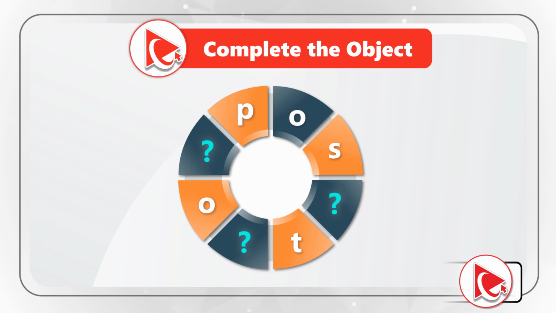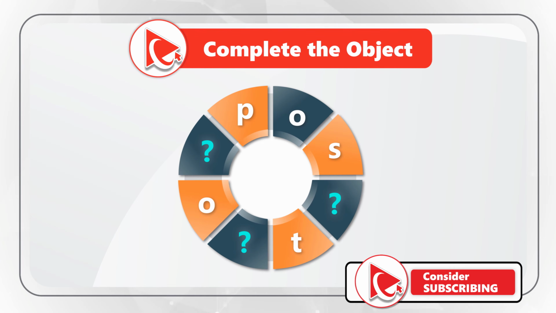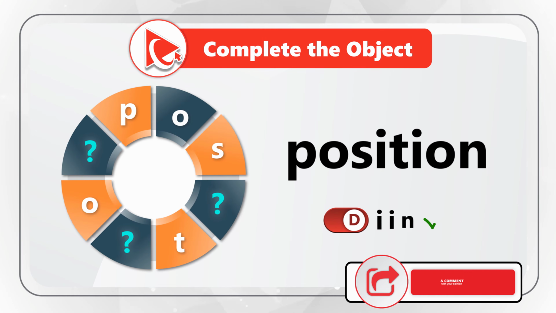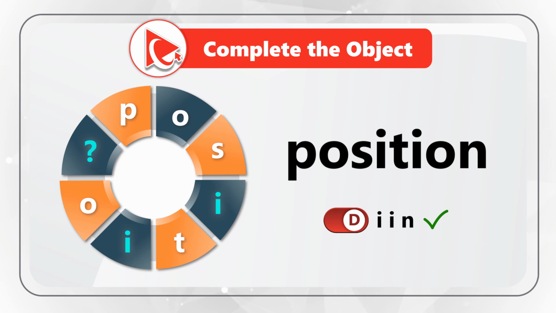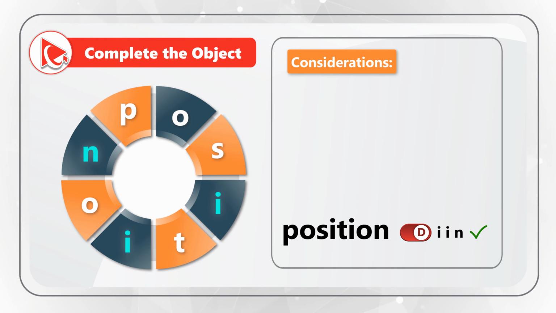What's interesting about this question is how amazingly simple the solution is. If we start with the letter P, we can form the word position. Let me spell it for you. P-O-S-I-T-I-O-N. Let me pinpoint 3 considerations that will help you solve these types of problems on the test.